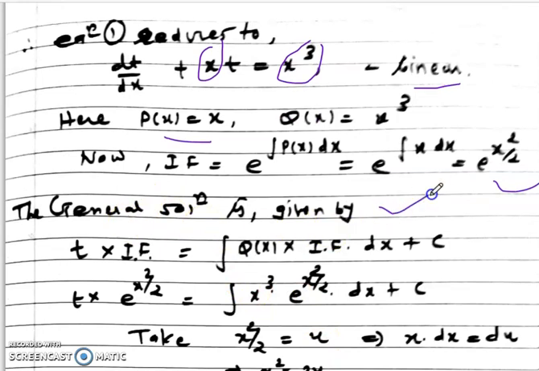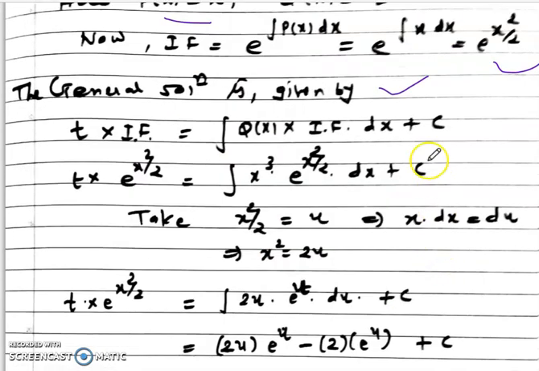Therefore the general solution is given by the dependent variable t multiplied with the integrating factor is equal to integration of q of x, that is x raised to cube, multiplied with the integrating factor, that is e raised to x square by 2, dx plus c. Here c is a constant. Now to integrate, take x square by 2 is equal to u. So x into dx is equal to du. So x square can be written as 2u.